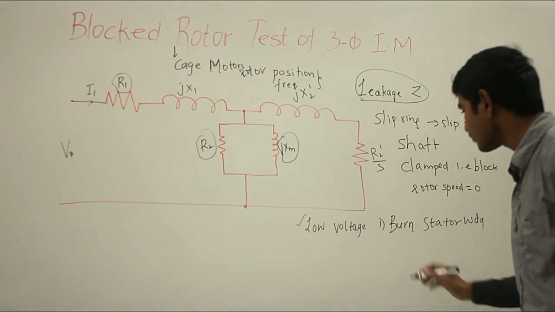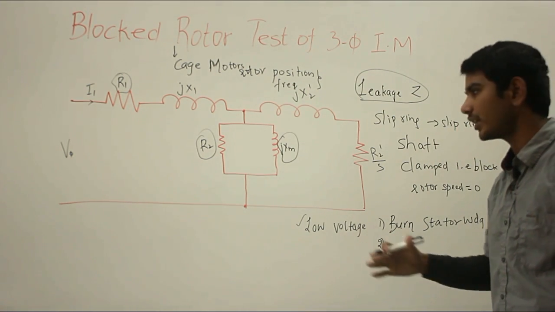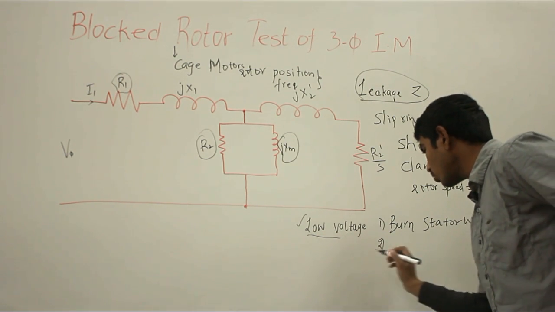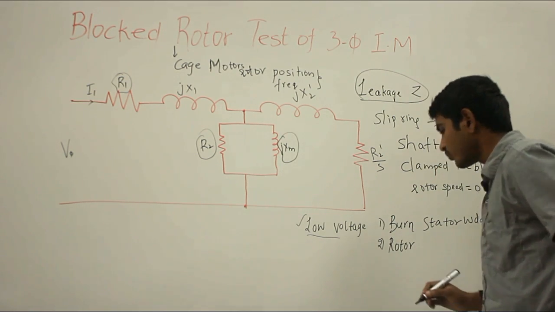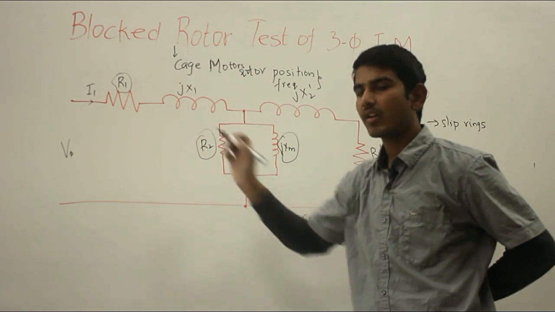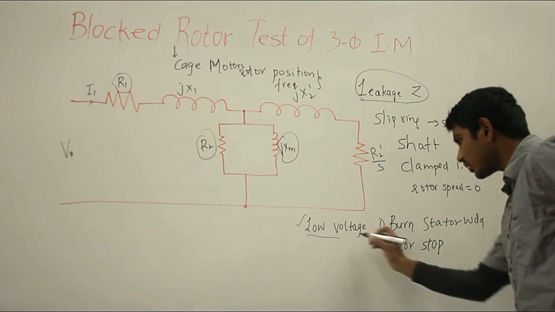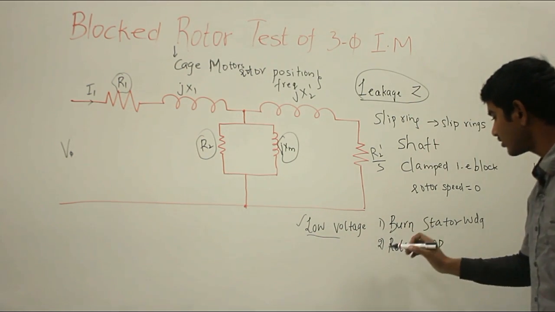The other reason is that if you apply normal voltage, the rotor may rotate. The low voltage is applied so that the rotor does not rotate and its speed is 0, and when its speed is 0 you can have the full load current flowing through the stator winding. So to stop the rotor from rotating, we apply the low voltage. These are the two reasons for applying low voltage.